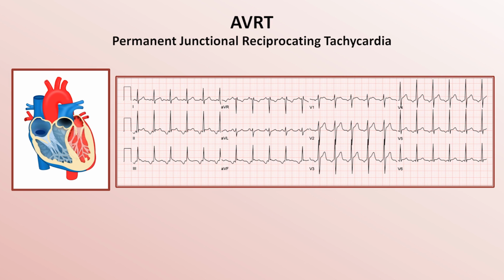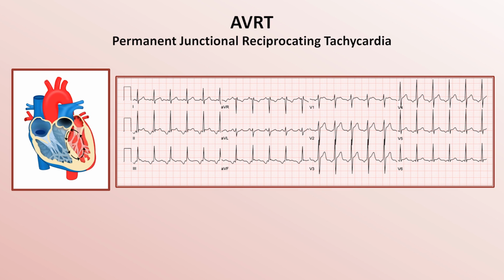Permanent junctional reciprocating tachycardia, or PJRT, is a particularly incessant subtype of orthodromic AVRT mediated by a concealed AV accessory pathway, usually within the posteroseptal region. The term concealed refers to the fact that the accessory pathway is only capable of conducting retrograde. PJRT most often presents in early childhood.